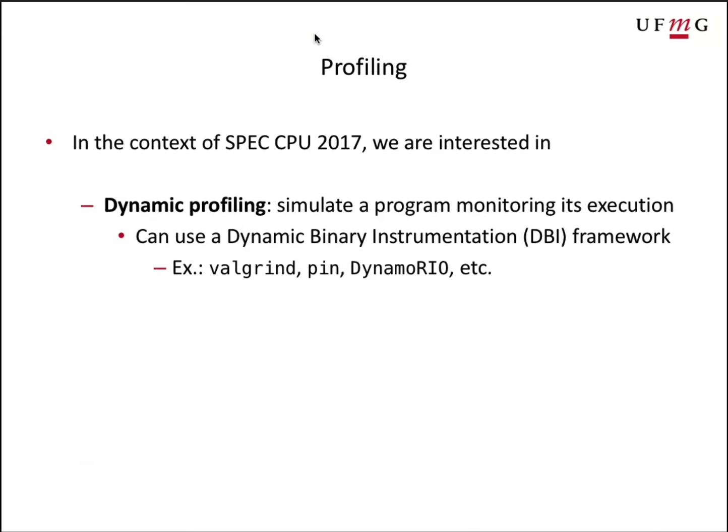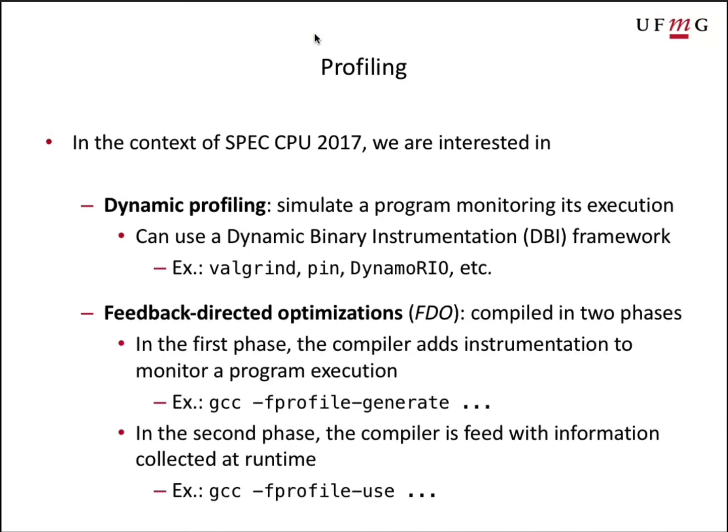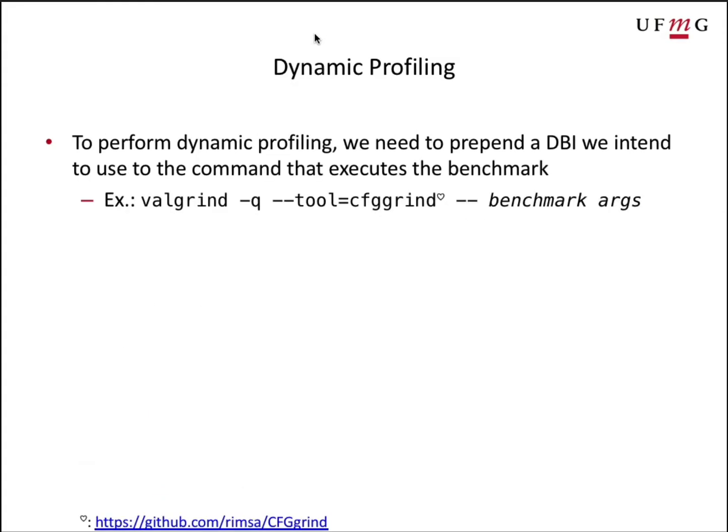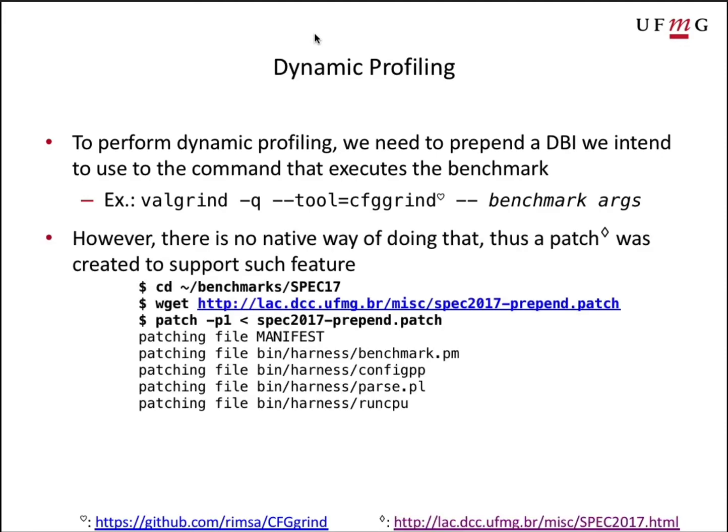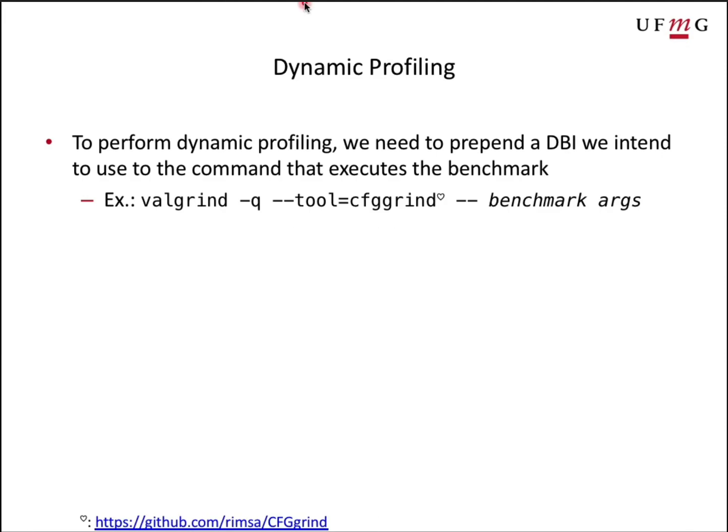So in the first case, if you want dynamic profiling, I have some bad news. No, actually, before the bad news: to perform the dynamic profiling, imagine that we execute the benchmark, invoking this program with some arguments. If you want to use a DBI like Valgrind, for example, we need to prepend this command before the actual benchmark.